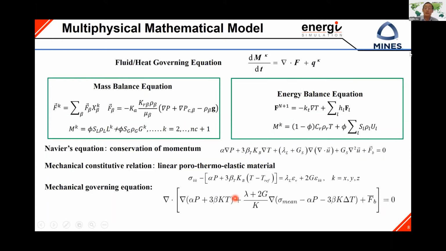This is the formulation we use in the model. We fully cover multiphase compositional mass transport, then thermal energy conservation, and geomechanics at the bottom. We have derived and used this mean stress formulation for the past 10 years. We figured out how to calculate the full stress tensor based on the mean stress formulation.